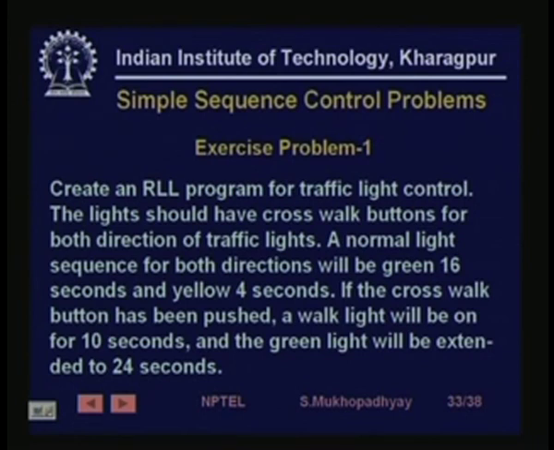The lights should have crosswalk buttons for both directions of traffic lights. A normal light sequence for both directions will be green 16 seconds and yellow 4 seconds. If the crosswalk button has been pushed, then a walk light will be on for 10 seconds and the green light will be extended to 24 seconds, right.